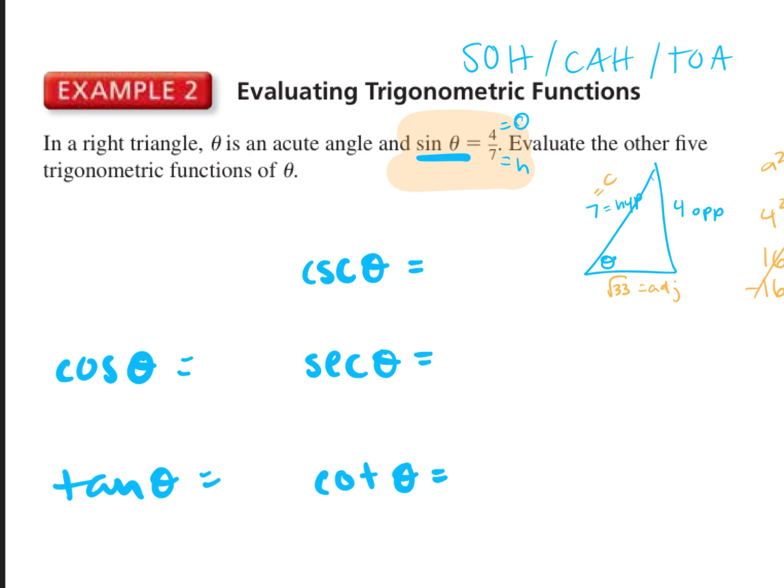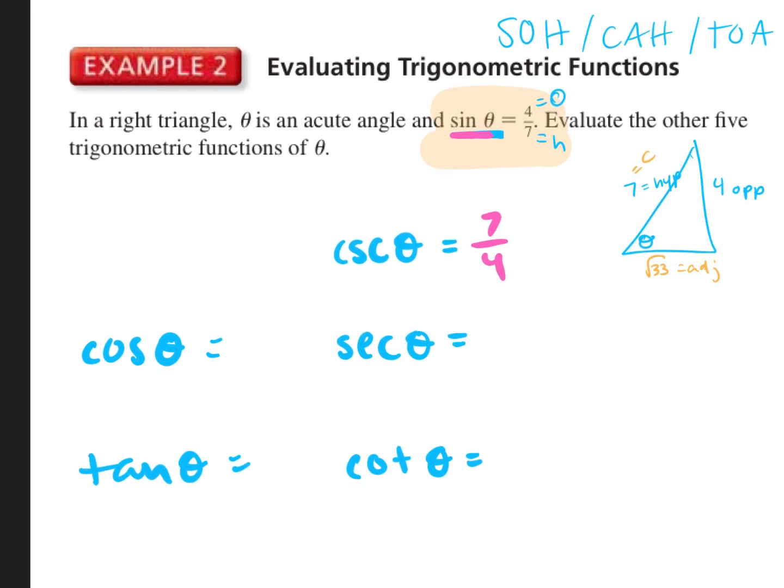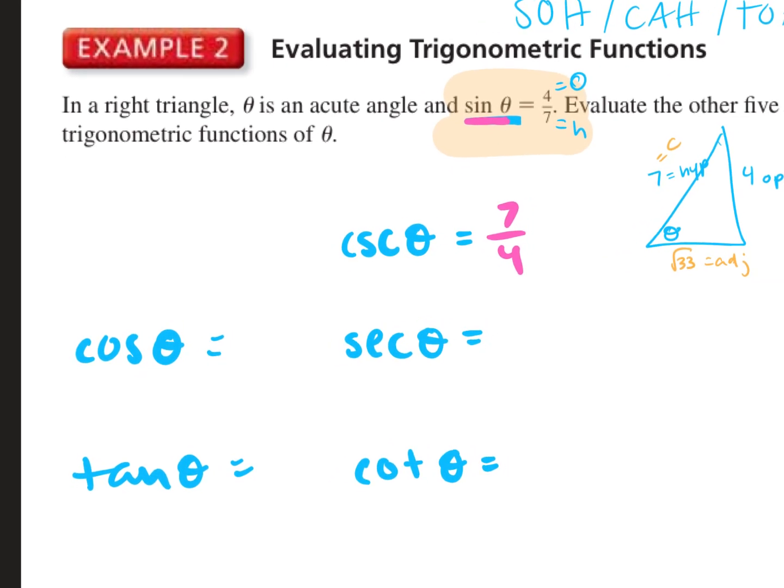So first, let's find cosecant. Since we already have sine, what was sine of theta? 4/7. So what's the reciprocal of that? 7/4. Perfect. Next, let's find cosine. Cosine of theta is what over what? Adjacent over hypotenuse. So what would that be? Over? Awesome. Square root 33/7.